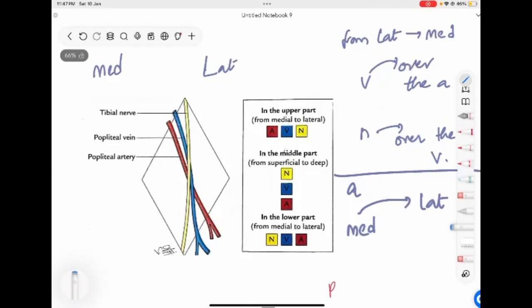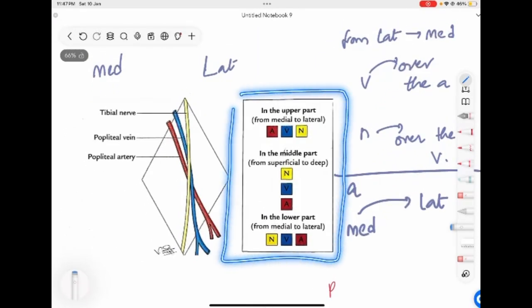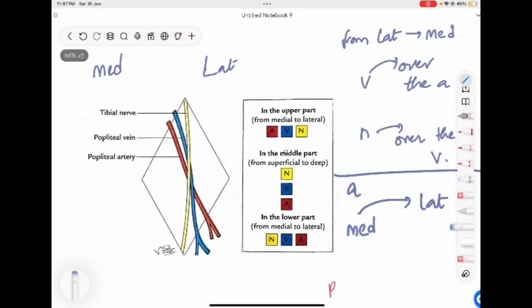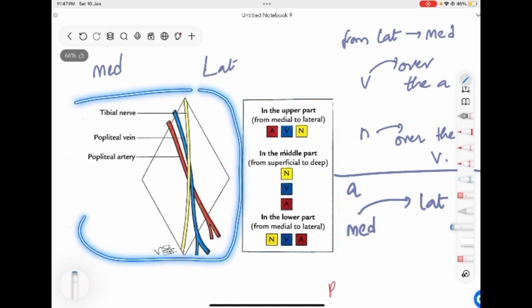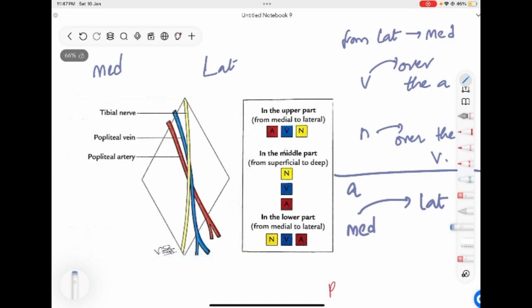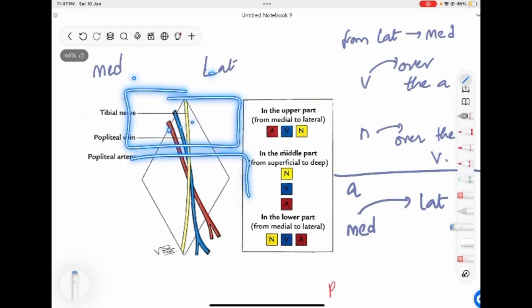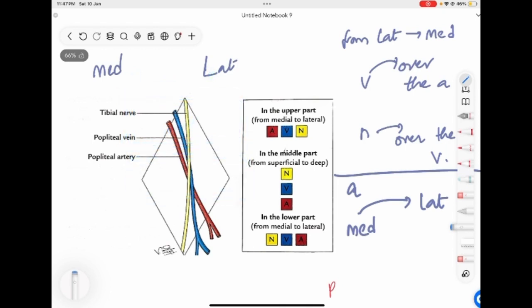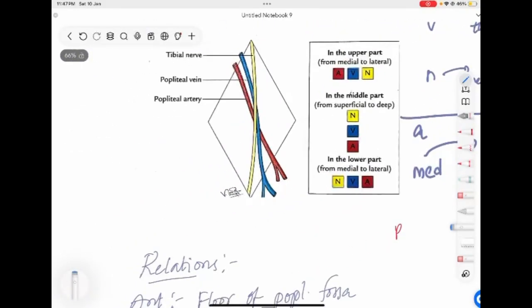And if you remember this part, it's very simple. Or if you remember this diagram also, you can simply derive this, which is nothing but in the upper part from medial to lateral, it is avian. In the middle part, it is nerve, then vein, then artery. And the same thing, the nerve, vein, and artery in the lower part.